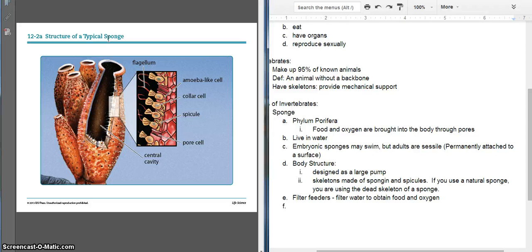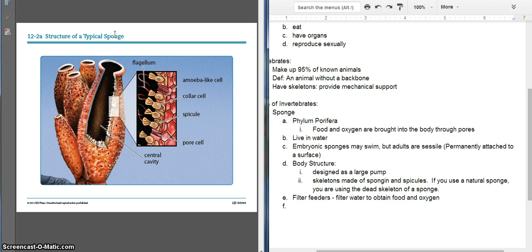Their body structure is really a giant pump. Again, your food is going to be coming in. Their oxygen is going to be coming in through these little pores. You see the cutaway with the pores. They go into then the central part of the sponge, and they're going to be pumping that water out.